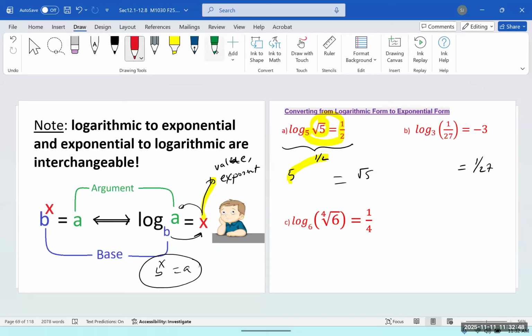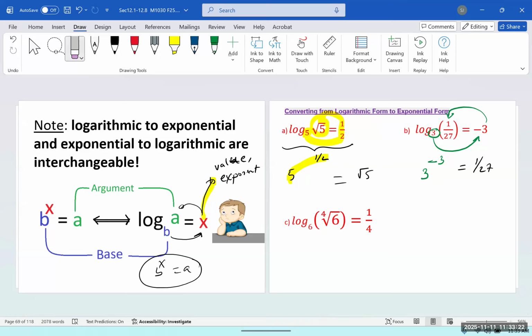You start from the base. So 3 to the power negative 3. And then the result is the argument. And this is true. 3 to the negative 3, the exponent rule. It's 1 over 3 to the positive 3, which is 1 over 27. So you can actually check when you have a number.